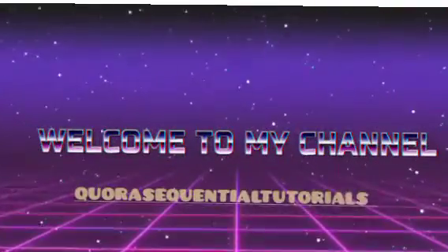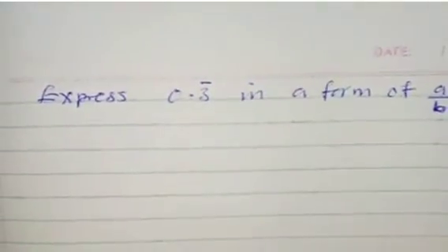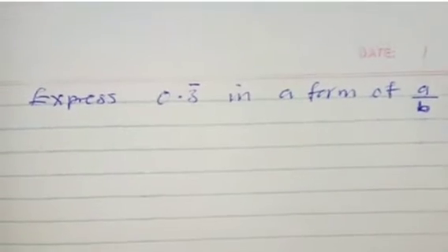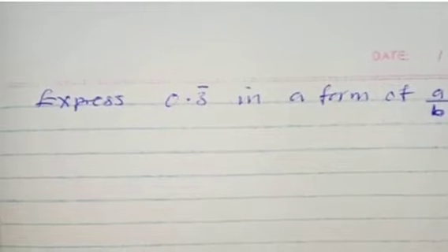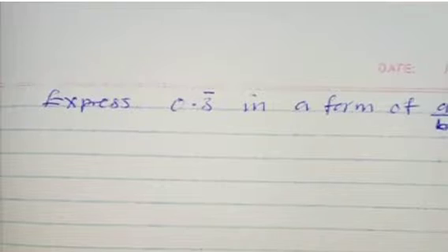In this video, we are going to talk about rational numbers. An example has already been given. Okay, so if a question has been posed like that, to say express 0.3 bar in the form of A over B, how can you express that one?